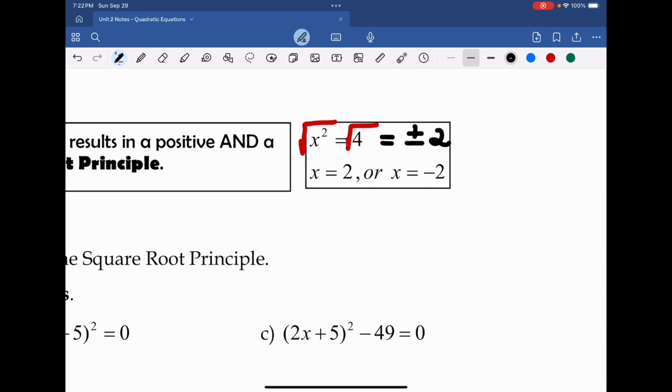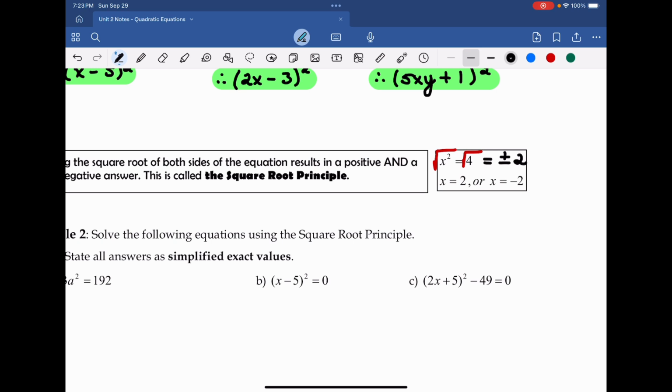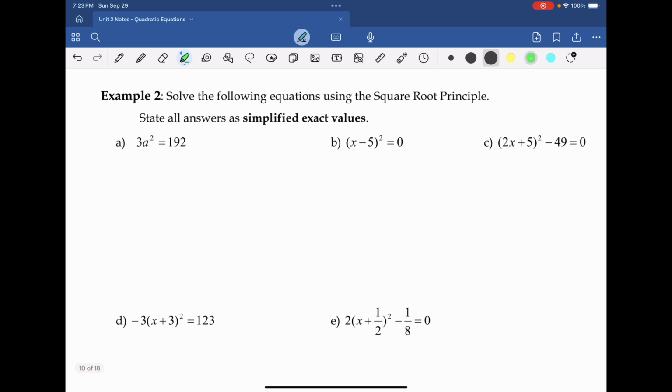But we need to be aware that anytime we take a square root in quadratic equations, we always need to make sure we're taking the positive and negative case. This will make sure that we're looking at this in the appropriate way, of there being potentially 2 solutions. And again, this is called the square root principle. Okay, let's go down below.